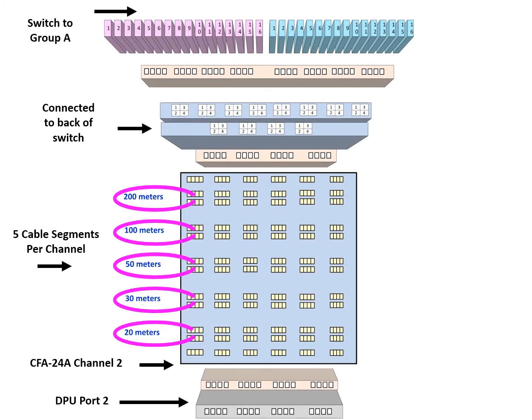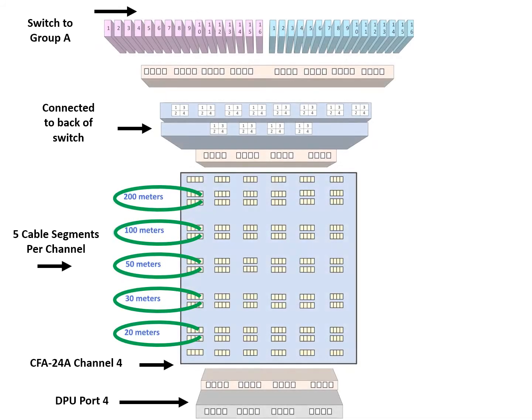We then continue our example with DPU port 2 as the signal travels up through the 5 segments of channel 2 of the CFA 24A to the back of the switch, and this time the signal can be switched to either CPE 14 in Group A or CPE 14 in Group B. For DPU port 3, we'll see the signal traveling up channel 3 of the CFA 24A and eventually being switched to CPE 15 in Group A or CPE 15 in Group B.